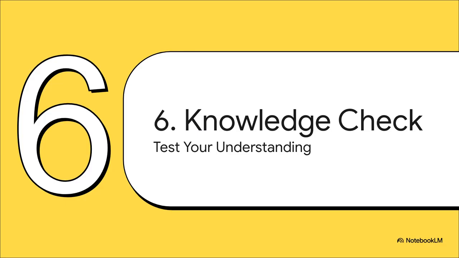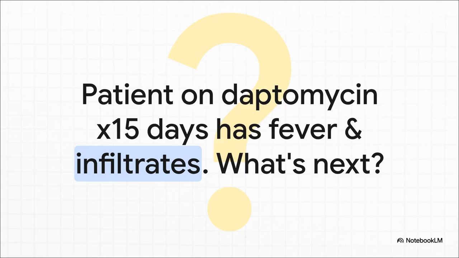Okay, we have covered a lot of ground. Before we finish up, let's do a quick knowledge check to test how these core concepts can be applied in practice. Here's the situation. You're following a patient who's been on daptomycin for 15 days. They suddenly develop a new fever, a dry cough, and feel increasingly short of breath. You get a chest x-ray and it shows new infiltrates on both sides. What is the most likely diagnosis, and what is your immediate next step?